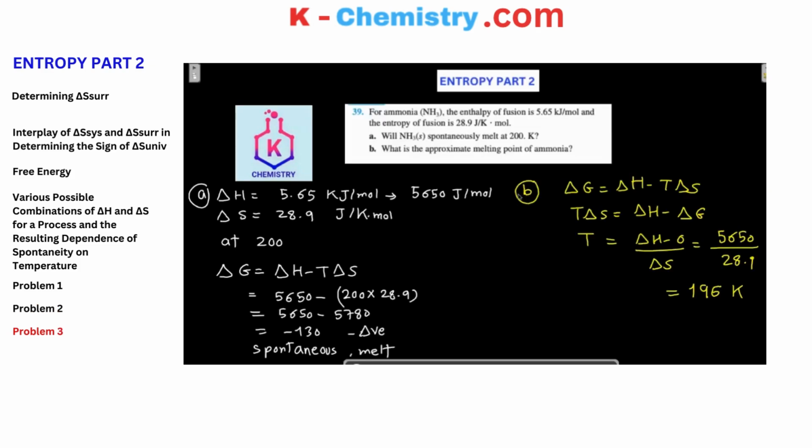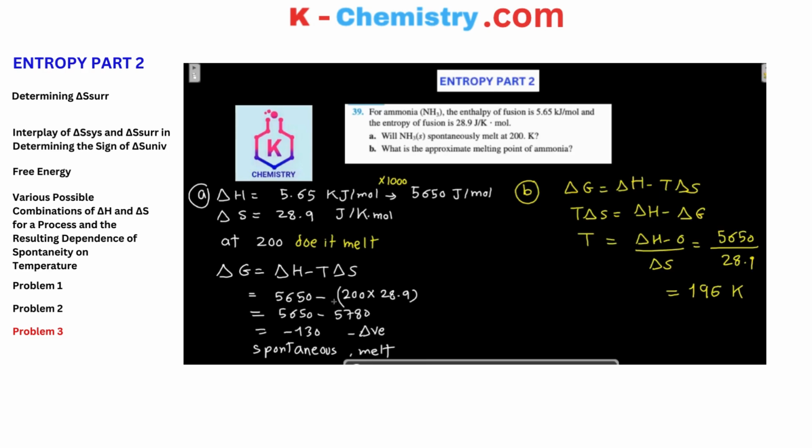In this similar question, for ammonia, the enthalpy of fusion is given in kilojoule. I multiplied by 1000 as usual to change it into joule. And delta S is given also. It asks, at temperature 200, does it melt? Does it melt is looking at the melting point, changing from the solid into liquid. So again, using the same equation, delta G is equal to delta H minus T delta S, I try to find the value of delta G here.